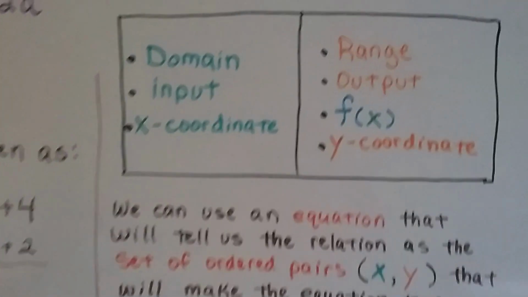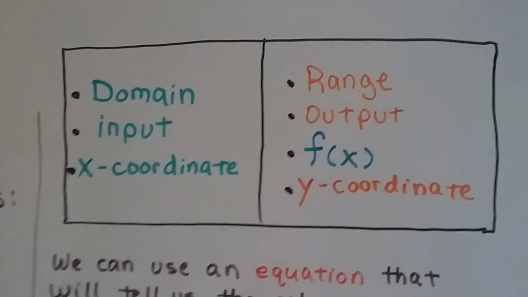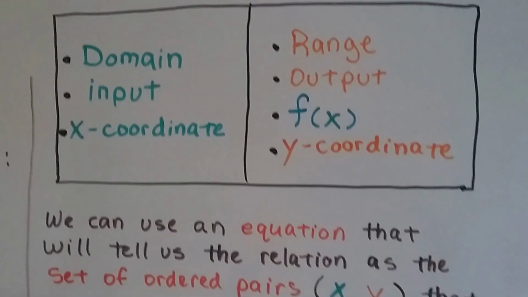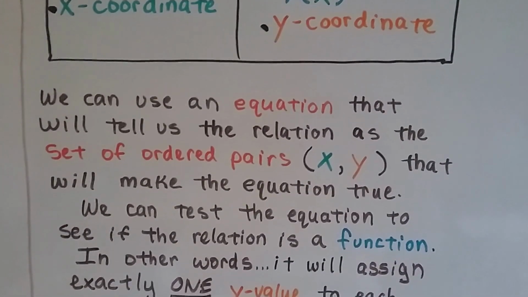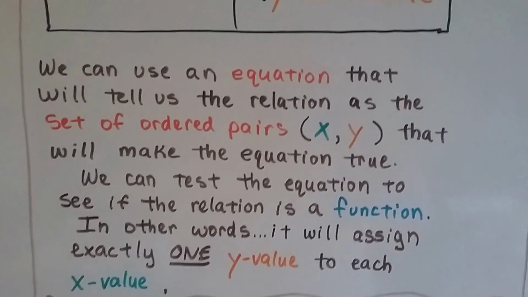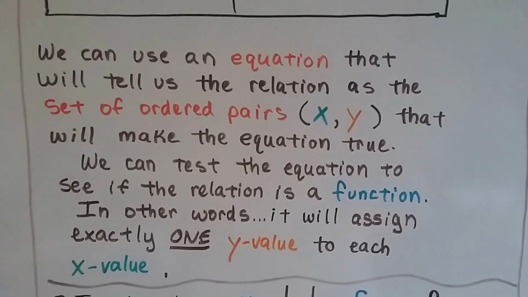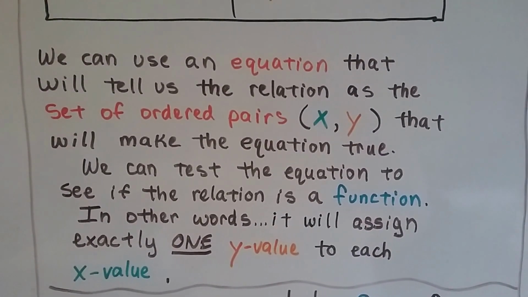So the domain is the input, it's the x-coordinate. The range is the output, the function of x, or the y-coordinate. We can use an equation that'll tell us the relation as the set of ordered pairs, the x and y, and it'll make the equation true. We can test the equation to see if the relation is a function. In other words, it'll assign exactly one y value to each x value.